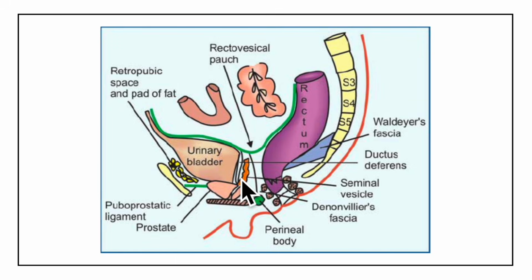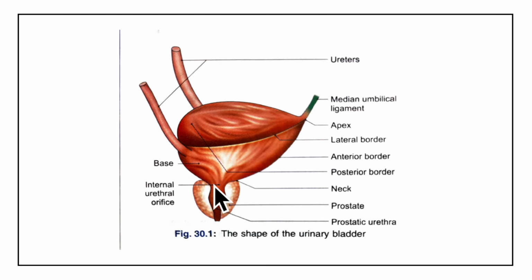And the lower part is related to the seminal vesicles that you see right here and the terminations of the vas deferens. Now the triangular area between the two deferent ducts is separated from the rectum by the rectovesical fascia of Denonvilliers that you see right here. This is the fascia.